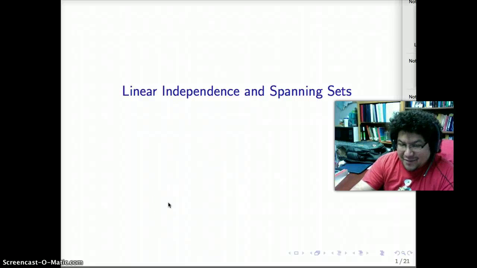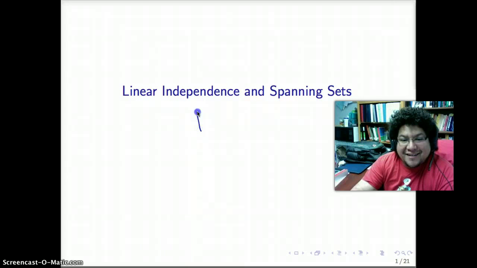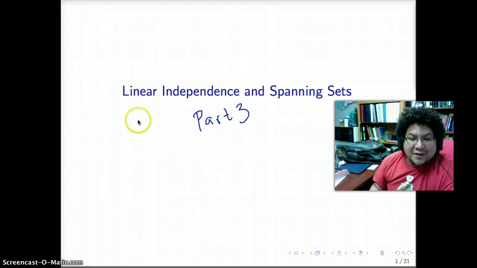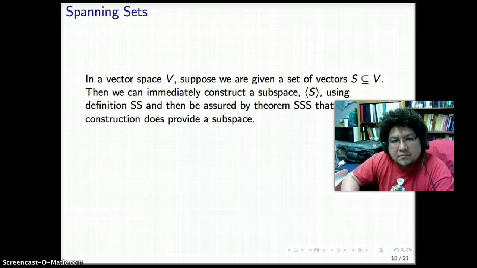Welcome back. This is Math 2010, linear algebra, and this is part 3 of linear independence and spanning sets. We'll continue our discussion in this lecture throughout the next few minutes. So what we are discussing next has to do with the ability of a set to be a spanning set.